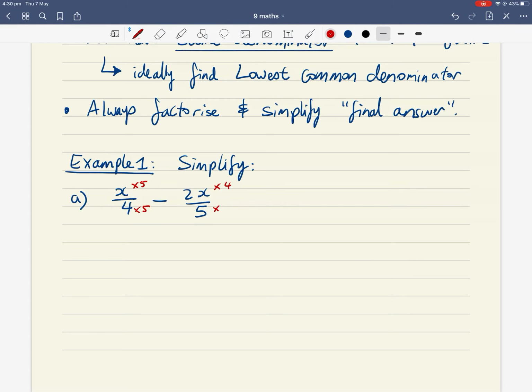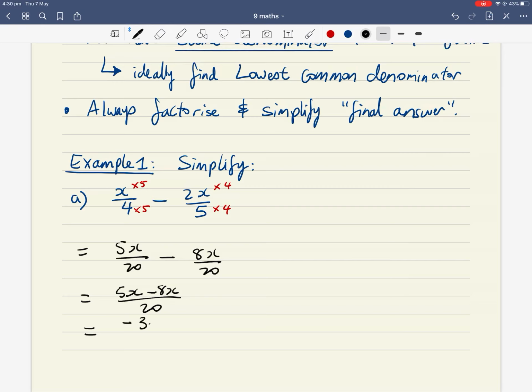So if I times by 5, top and bottom. Make sure you show your working, what you're multiplying by, top and bottom, because what you do to the top, you have to do to the bottom just to make it fair. So that gives us 5x over 20 minus 2 times 4 is 8x over 20. So that gives us 5x minus 8x all over 20 because we have the same denominator.